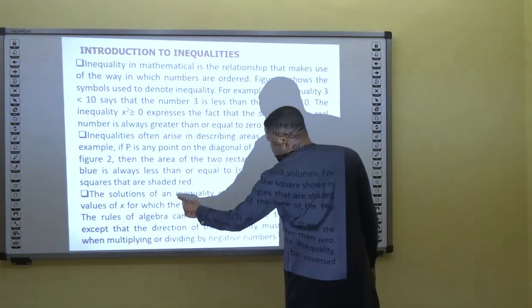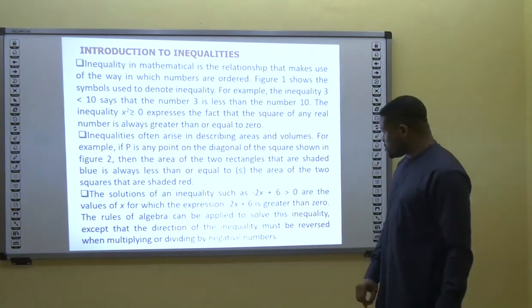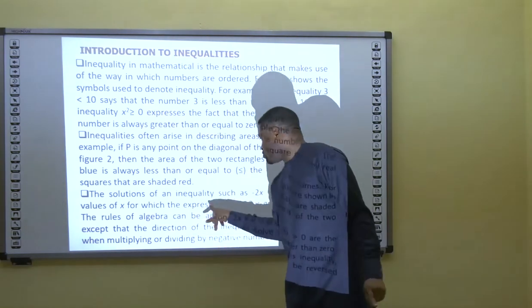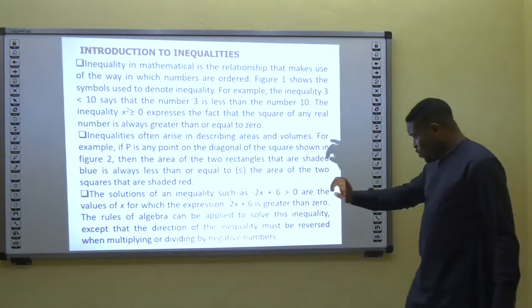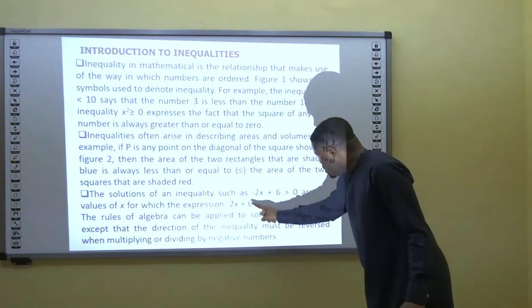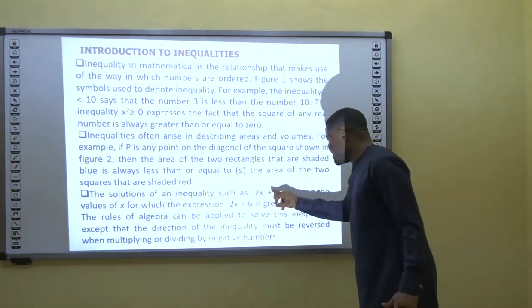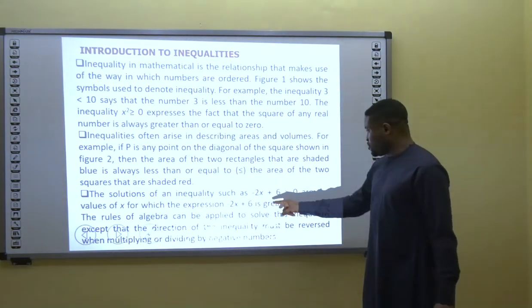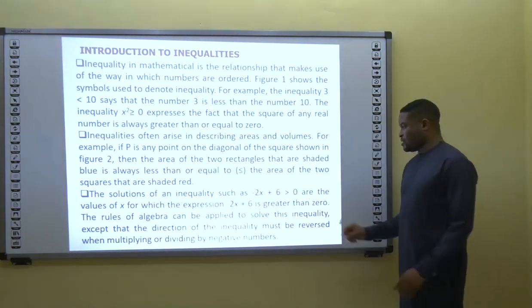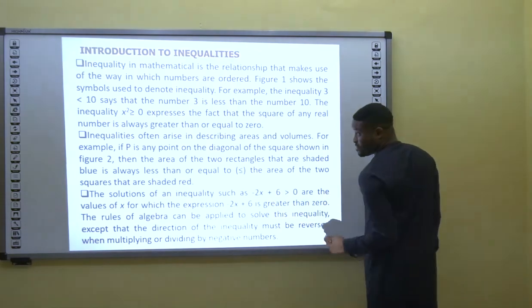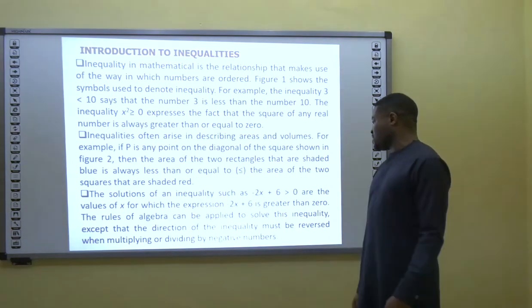So the solutions of an inequality, such as minus 2x plus 6 is greater than 0, are the values of x for which this expression minus 2x plus 6 is greater than 0. So x must not be 3. Because if x is 3 here, then this is no more greater than 0, because you have minus 2 times 3, which will give you minus 6 plus 6 is equal to 0. And this, when x is equal to 3, will not hold for it being greater than 0.